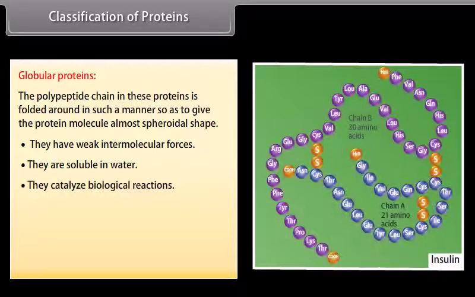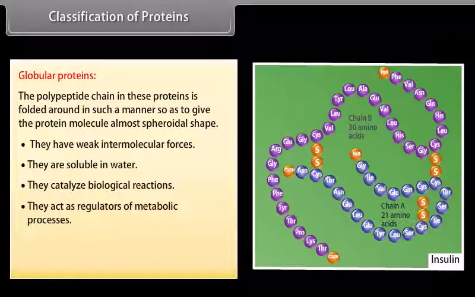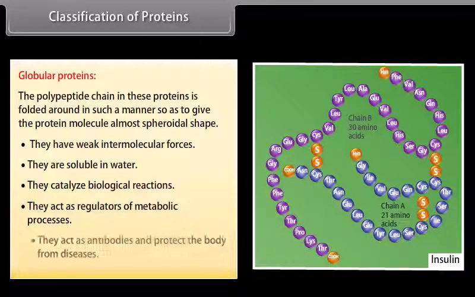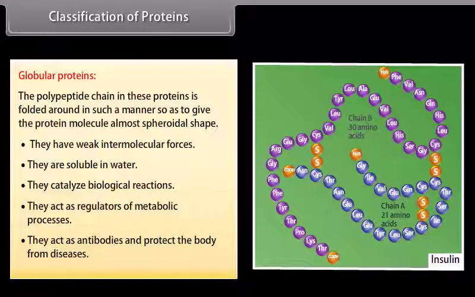They catalyze biological reactions, for example, insulin and thyroglobin. They act as regulators of metabolic processes, for example, maintaining blood sugar level. They act as antibodies and protect the body from diseases.